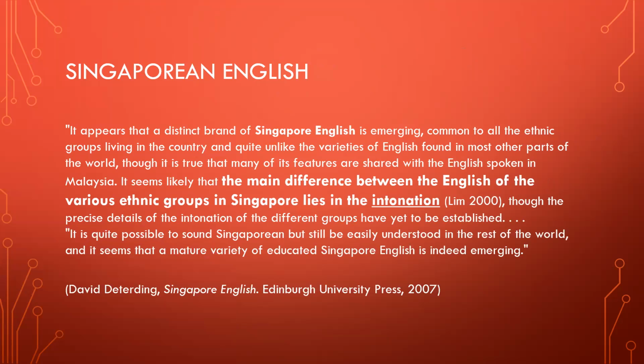So it appears that a distinct brand of Singaporean English is emerging, common to all ethnic groups in the country, and quite unlike the varieties of English found in most other parts of the world, though it is true that many of its features are shared with the English spoken in Malaysia. It seems likely that the main difference between the English of the various ethnic groups in Singapore lies in intonation. Intonation es la melodía, it's the melody of language. It's the rising and falling of a sentence.